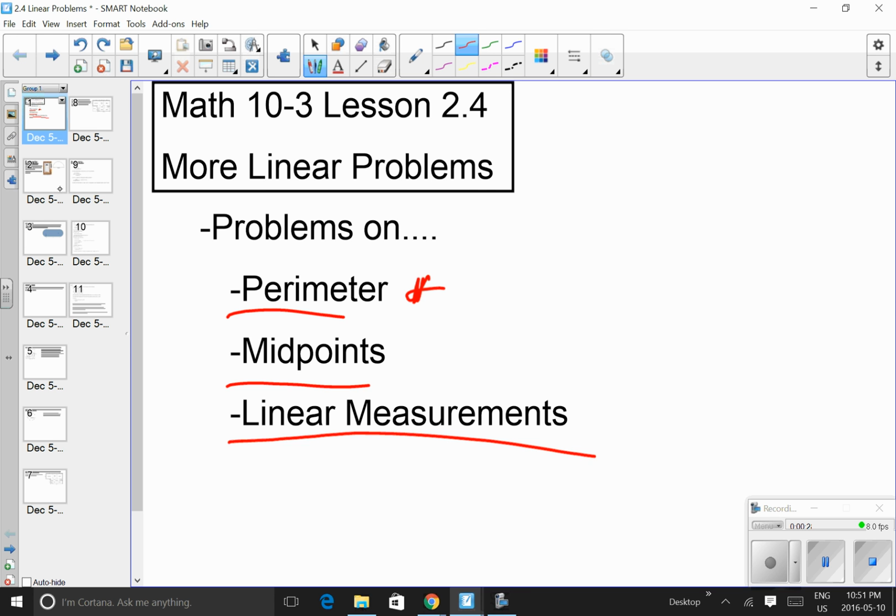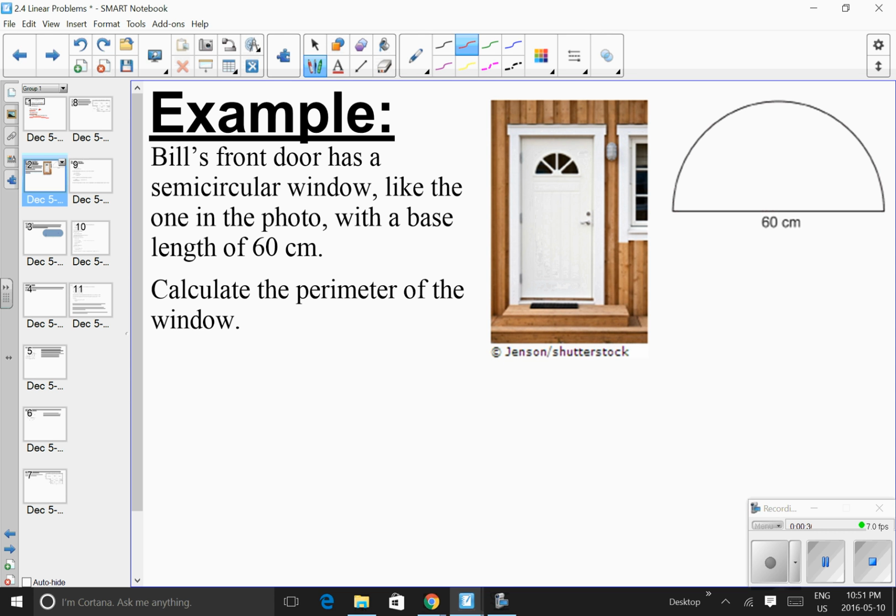So I'm just going to do two examples for you. The first example. Bill's front door has a semicircular window, like the one in the photo. The base has a length of 60 centimeters. And I'm going to calculate the perimeter of the window. So all we know is this length right here. So we know that the perimeter will equal that bottom side plus that kind of frown. So we just got to figure out what that frowny shape is.